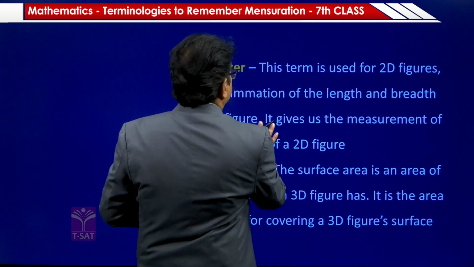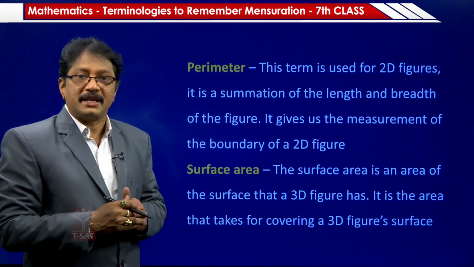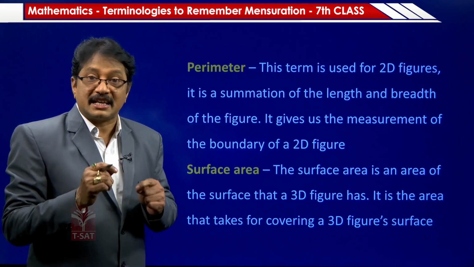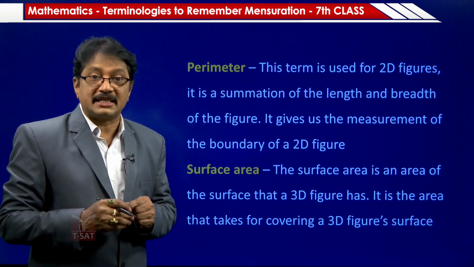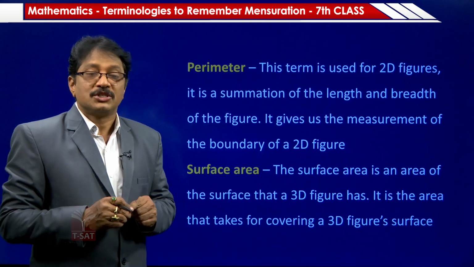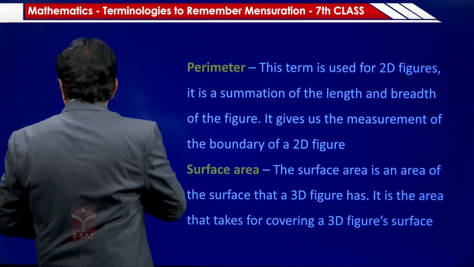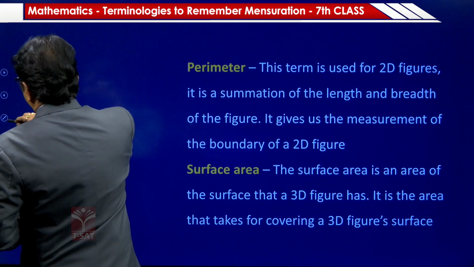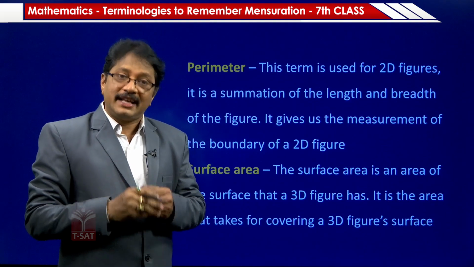Now coming to the next. Perimeter. What is perimeter? Perimeter is a term used for 2D figures. It is a summation of length and breadth of the figure. It gives us the measurement of the boundary of 2D figures. If you take anything here, simply you can say it is the sum of the total length.